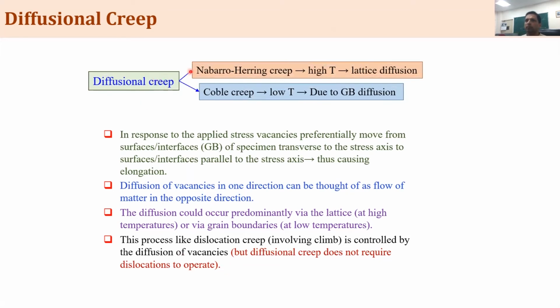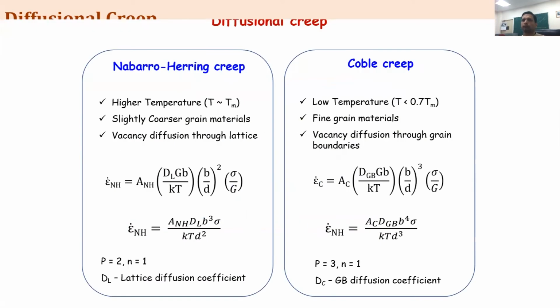So diffusional creep can be either Nabarro-Herring creep or Coble creep. Nabarro-Herring creep at high temperature, where the diffusion is taking place through the lattice. Lower temperature, Coble creep, and the diffusion is taking place through the grain boundaries. And here is the equation which defines them. So Nabarro-Herring creep, high temperature, T is approximately Tm. So here the range is also mentioned, very close to the melting temperature, and slightly coarser grain materials. Vacancy diffusion through lattice, and the strain rate would be given by this equation.